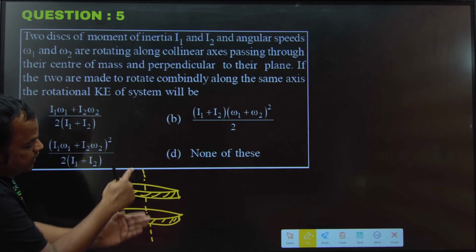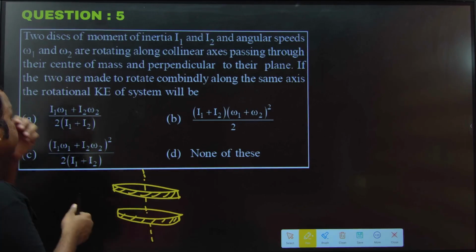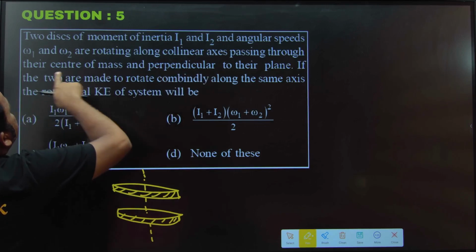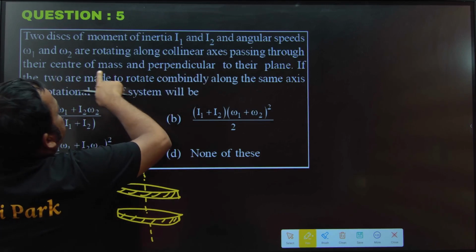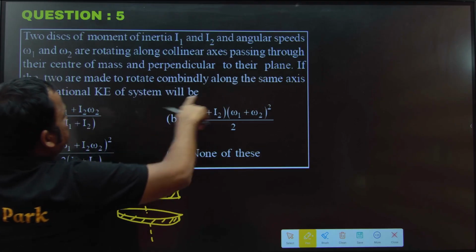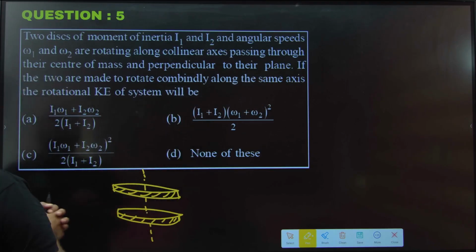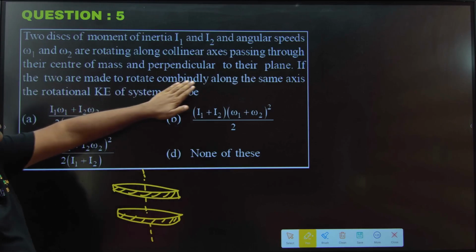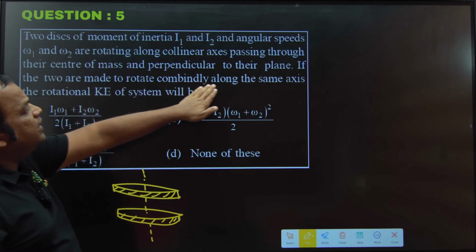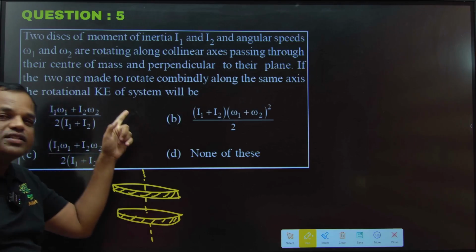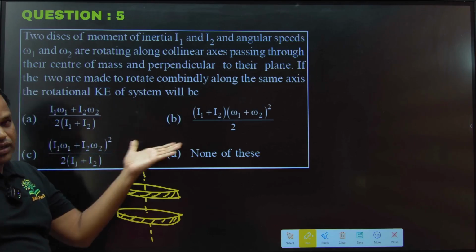Okay, so they have the same axis passing through their center of mass and perpendicular to their plane. So the axis is perpendicular to the plane. Now they are made to rotate combinedly along the same axis. What is the rotational kinetic energy of the system now?